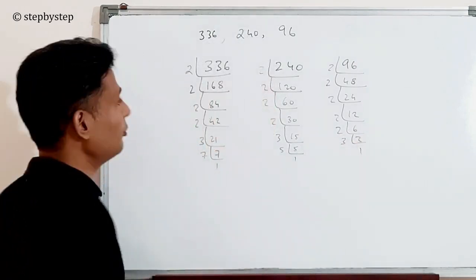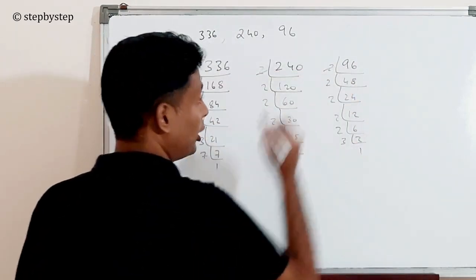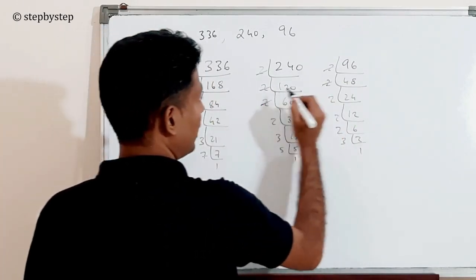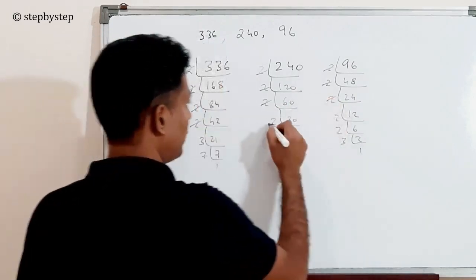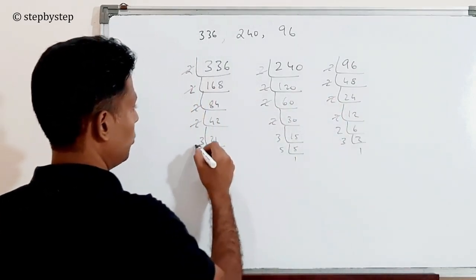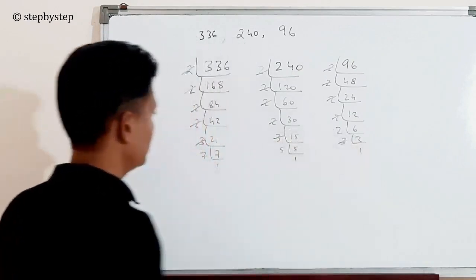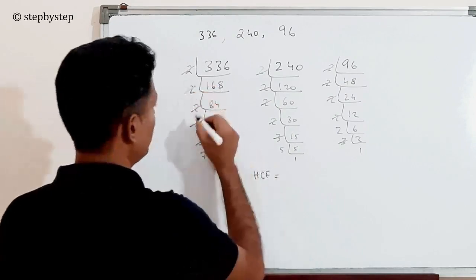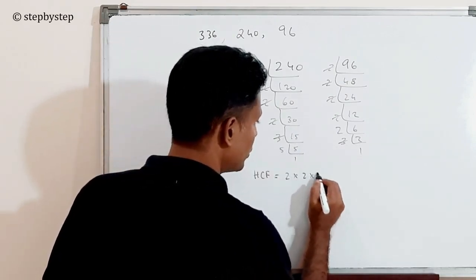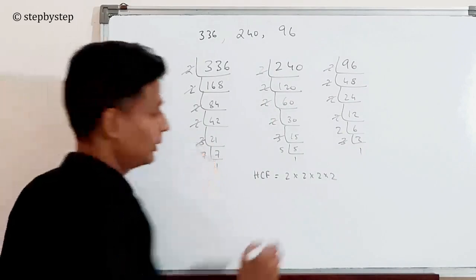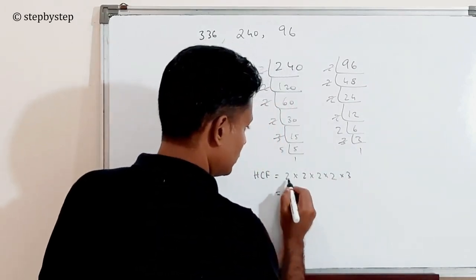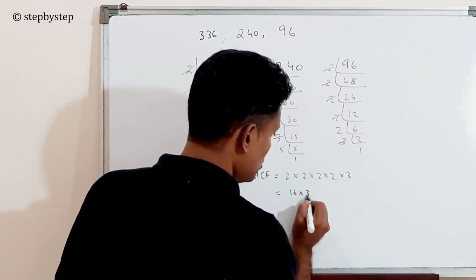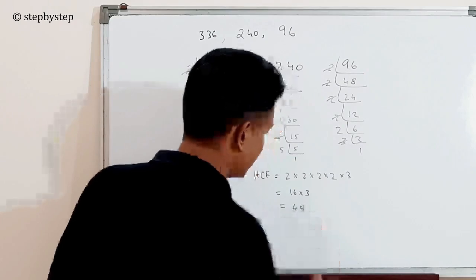We have to find HCF. One trio of 2s is common, another trio of 2s is common, another trio of 2s is common, one more trio is common, and one trio of 3s. There is nothing else common. So HCF is 2 into 2 into 2 into 2 into 3. So 2 2s are 4, 4 2s are 8, 8 2s are 16, 16 into 3, that is 48.